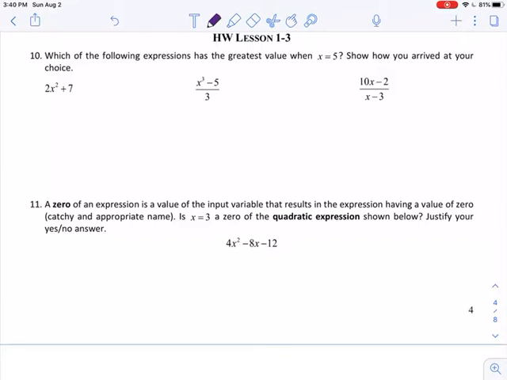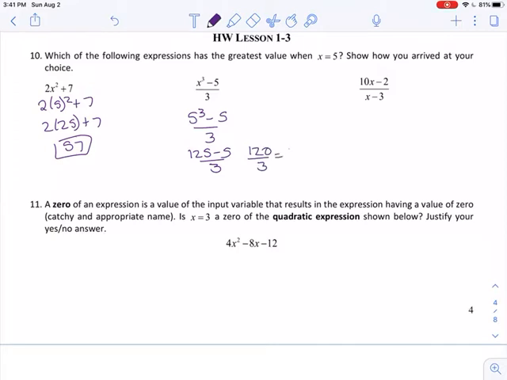So this first question, number 10, wants to know which expression has the greatest value when x equals 5. So basically, you're going to substitute 5 in wherever there's an x and simplify that. So this first one right here gives me 57. The second one, 5 to the third power minus 5 over 3, gives me 40.